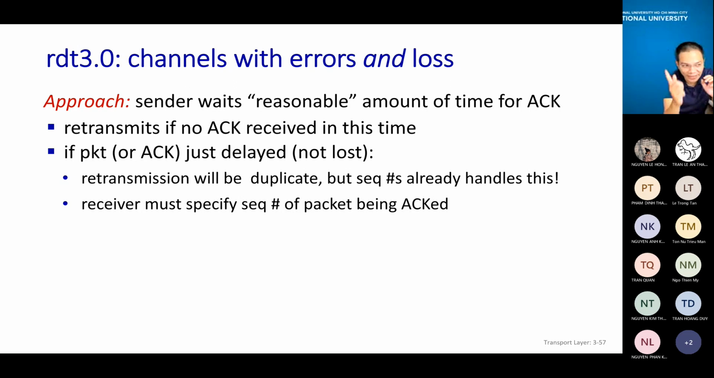Because ACK has the probability of loss, we cannot wait forever. If you retransmit but the ACK was lost, the packet arrived correctly but the ACK is lost, so there will be a duplicate. But the sequence number that we introduced previously can handle the duplicate.